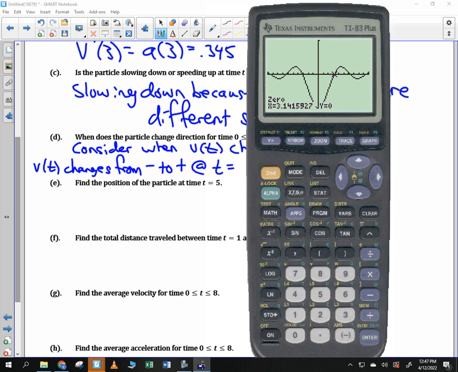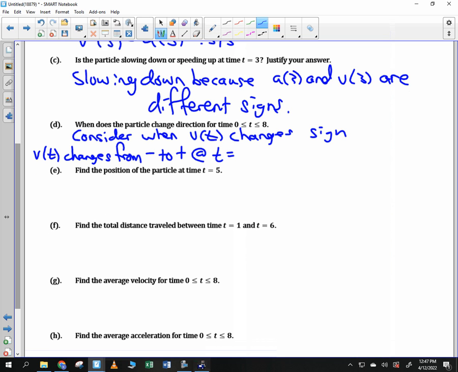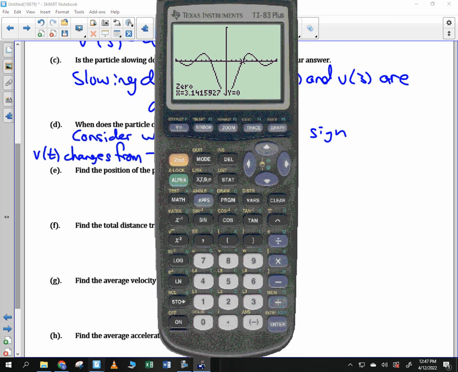So anywhere that you've crossed over, you just press enter on guess. You get x is 3.141, which is the same as pi. We'll just write 3.141. And that isn't the only time that velocity changes sign. It also changes sign where?